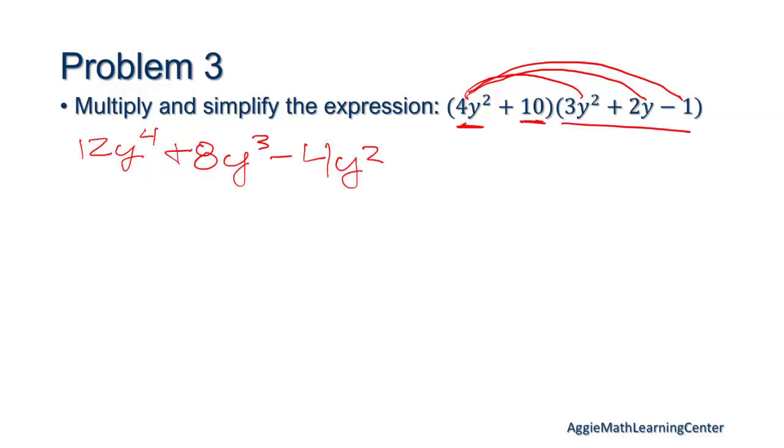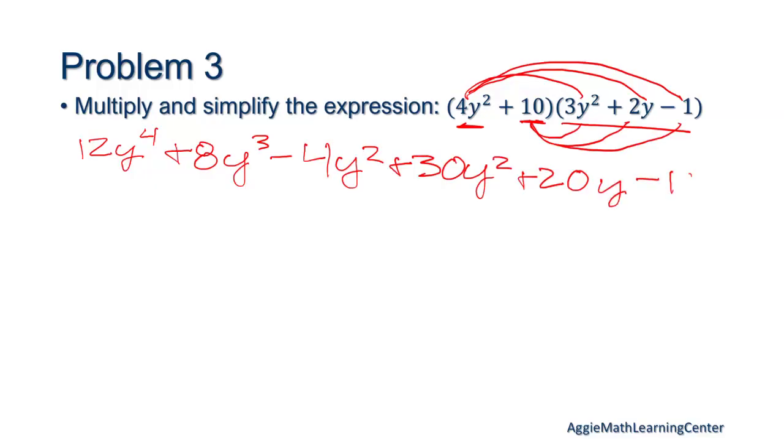Perfect. So we're going to take this one. I'm going to do this underneath so you guys can see we have to do all of our steps. So then 10 times 3y squared gives us what? 30y squared. Perfect. 10 times 2y gives us what? 20y. Sorry, I did not do 20y squared. Perfect. And then 10 times negative 1. Negative 10. Perfect.